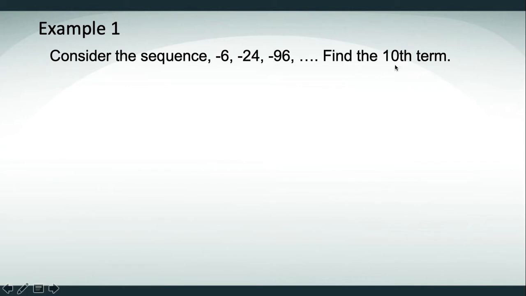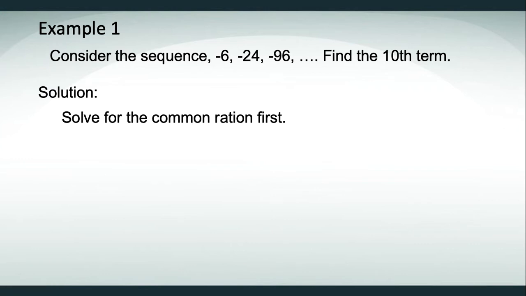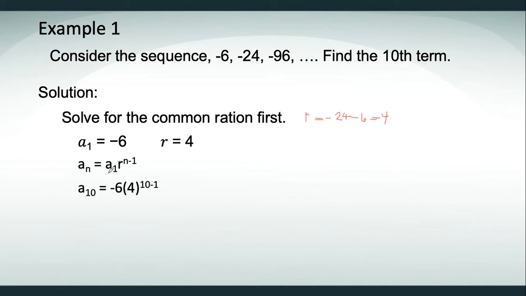Before we solve the 10th term, we need to find the common ratio first. Remember how to find the common ratio? We need to divide any term by the term before it. So let's have negative 24 divided by negative 6. Our answer is 4. Now that we have the first term and the common ratio, let's replace those values into the formula. a sub n will be a sub 10.